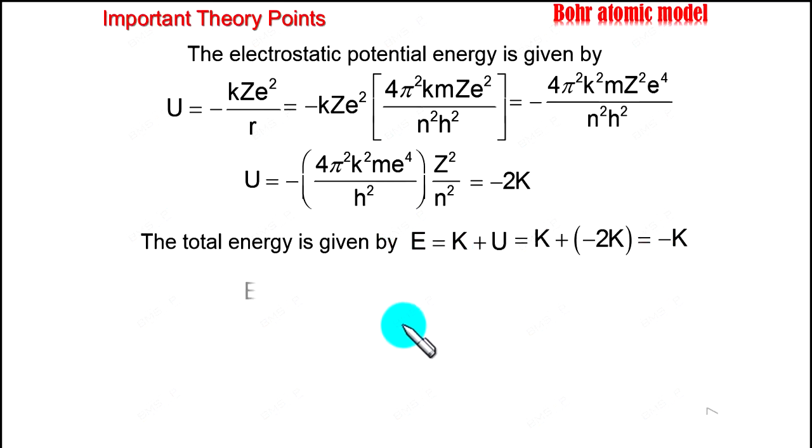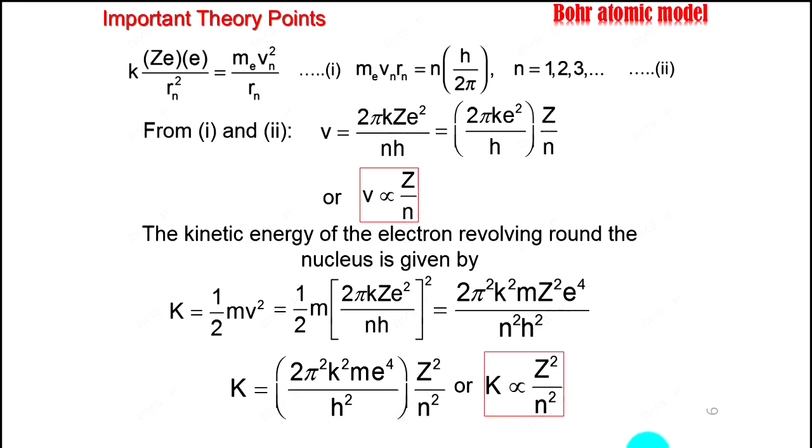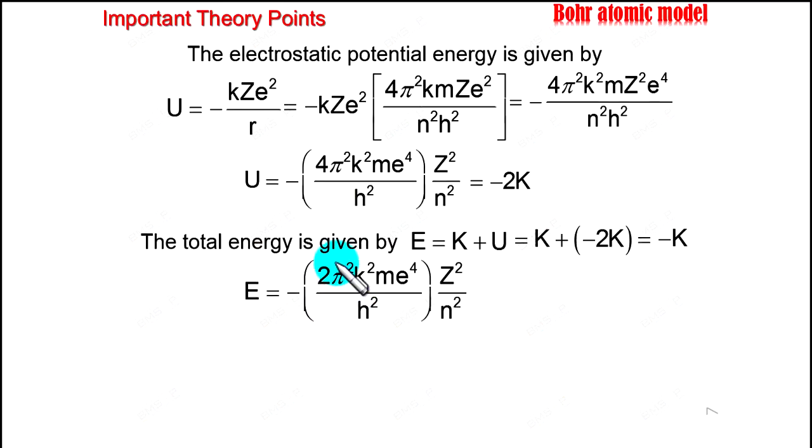So, we can write now this relation. You can observe here this is the kinetic energy, and here we multiplied this relation with the minus 1. So, this is the relation, and here also you can observe 2 pi square k square m e to the power 4 by h square is a constant, and if we calculate this value it is equal to minus 13.6 Z square divided by n square electron volt, right. And for n equal to 1 and for the hydrogen atom Z equal to 1, we can find the energy corresponding to the hydrogen atom.